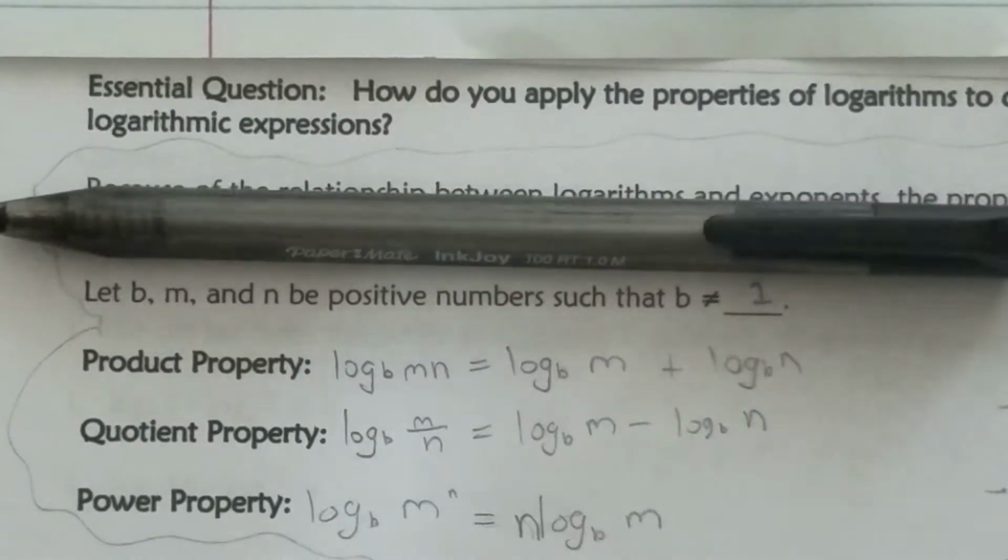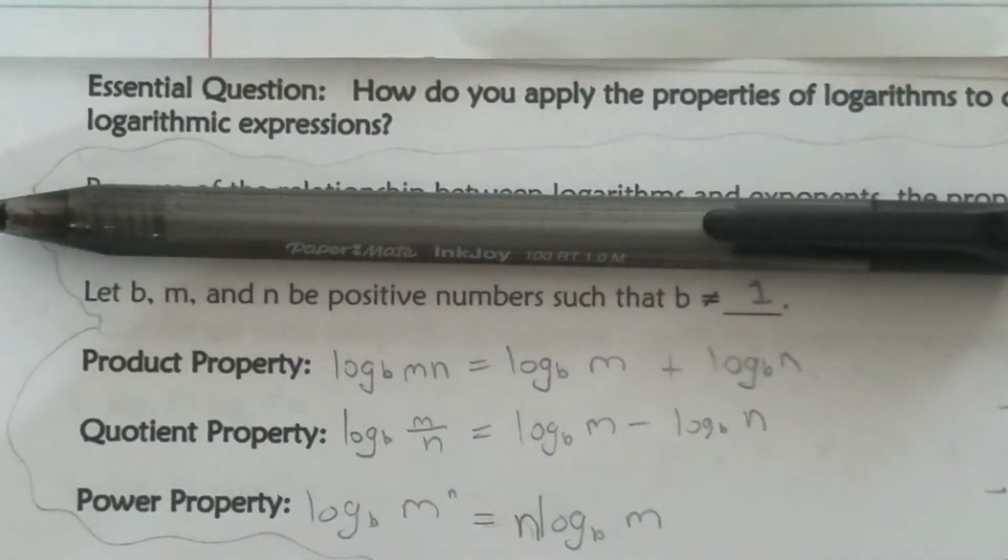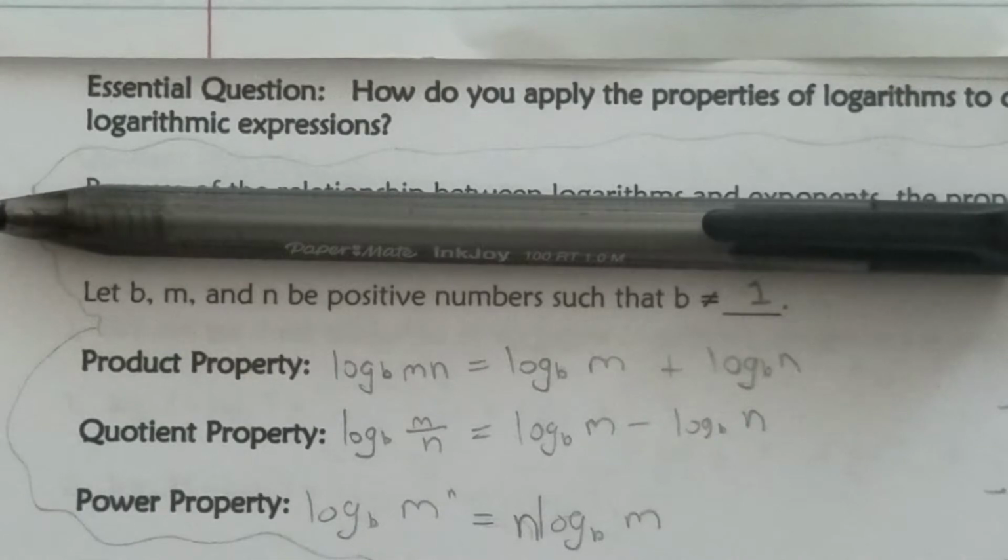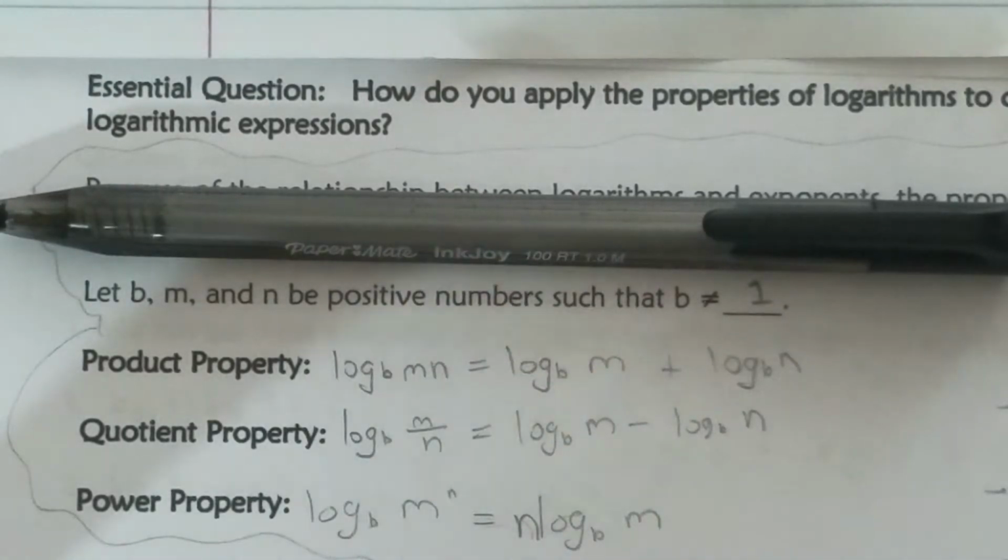So let b, m, and n be positive numbers. You can't have negative numbers, or you'd make the log undefined. They have to be positive numbers always with logs, such that b never equals 1. B is always your base. M and n are just your positive numbers involved in here. We have three main properties that will look very similar to exponents. Before we look at these properties, it's very important, as with exponents, that your base always needs to be the same for these properties to be applied. If your base is different, then you can't apply these properties.